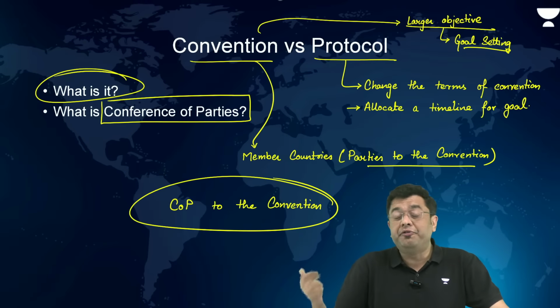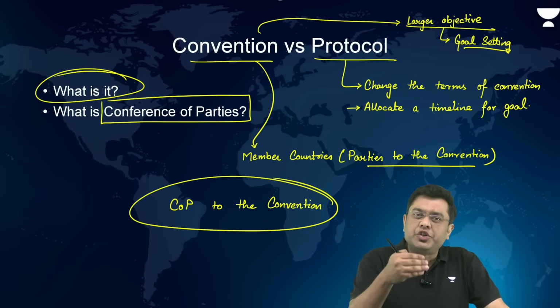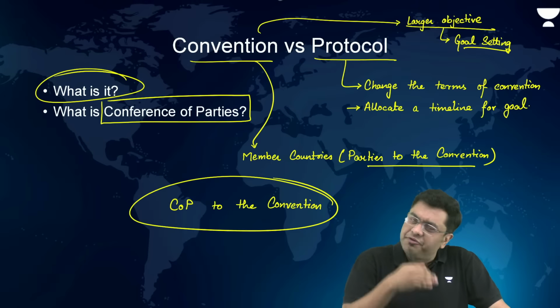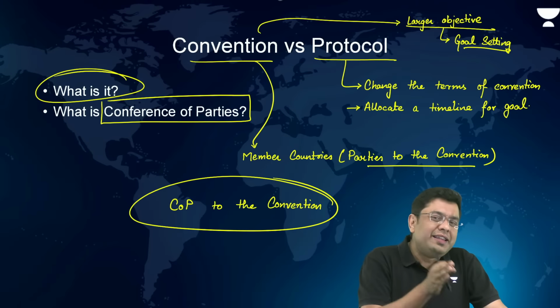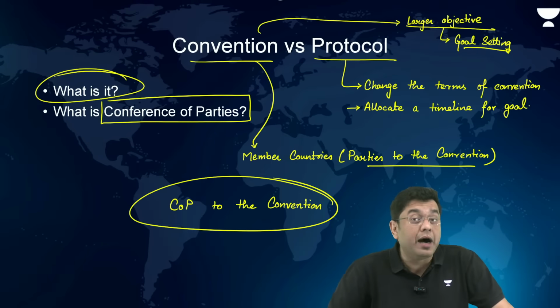Okay. Now, depending upon which convention it is, you have either an annual conference of party, for example, Framework Convention on Climate Change, UNFCCC. It has got conference of parties which are held annually. Every year, the parties meet. For example, in 2024, they met in Baku, Azerbaijan. So you would have heard about COP 29 at Baku.